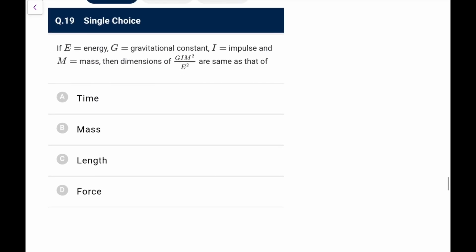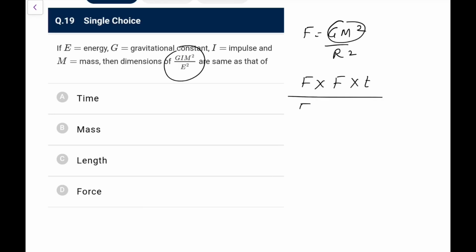If energy, gravitational constant, impulse and mass, then the dimensions of G I M square by E square is what we have. So energy square, mass square, so F is equal to GM square by R square. So GM square is F, and impulse is F delta T, that is F into T. Energy square, energy is force into distance, and this would also be force into distance. I write it 2 times, F F F goes. So what we have, time upon distance square that we are getting.